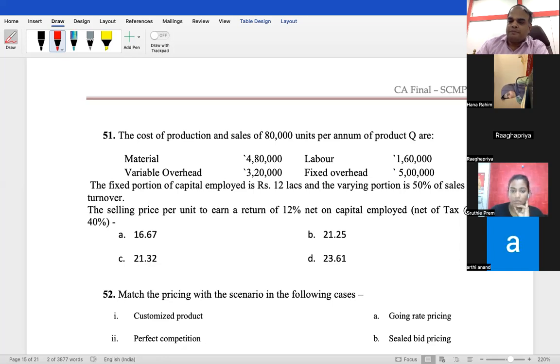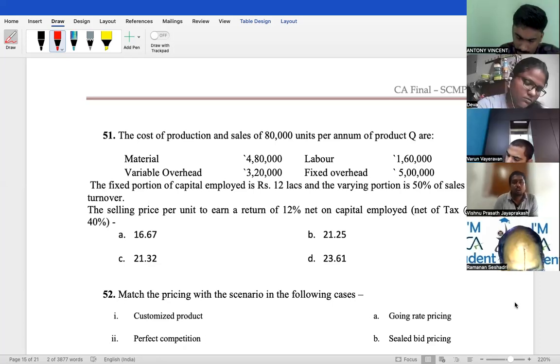40,000 x into 12% is 4,800 x. So 1,44,000 plus 4,800 x. Okay, that's the one side of the equation. All of you got it? Shall I proceed?